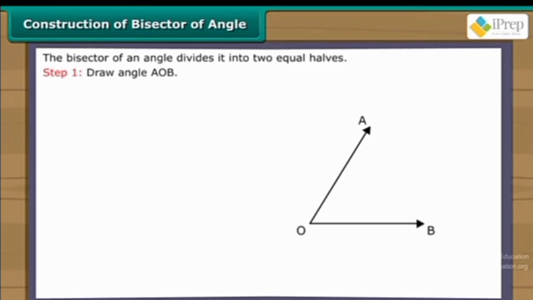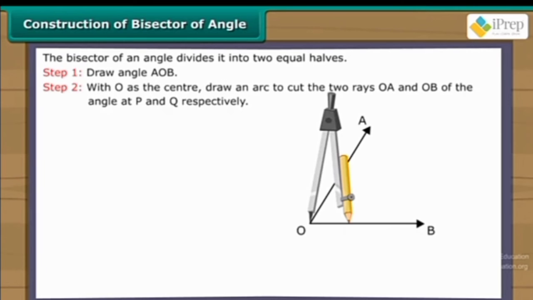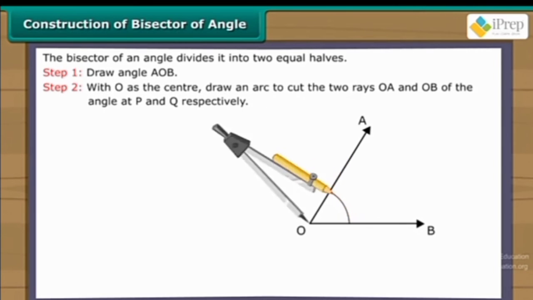Bisector of an angle. The bisector of an angle divides it into two equal halves. Let us learn to construct an angle bisector. Draw angle AOB. With O as the center, draw an arc to cut the two rays OA and OB of the angle at P and Q respectively.